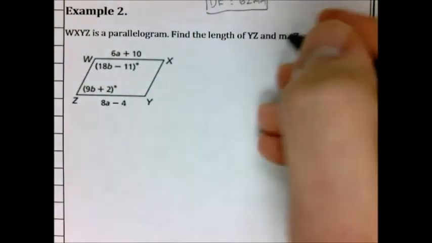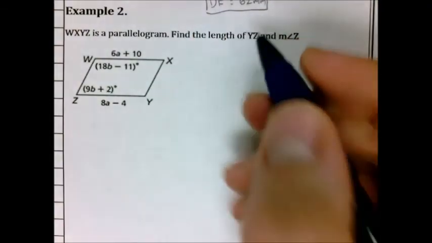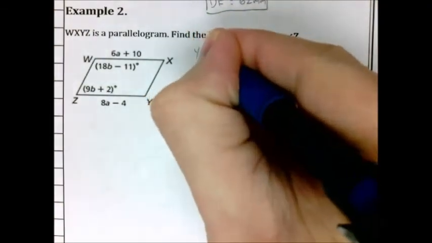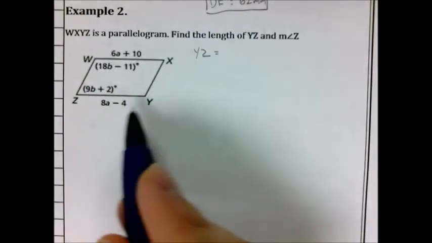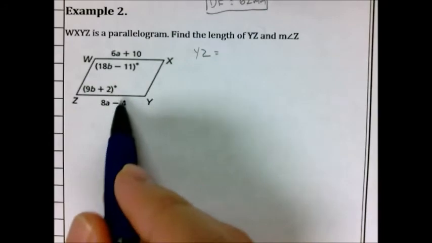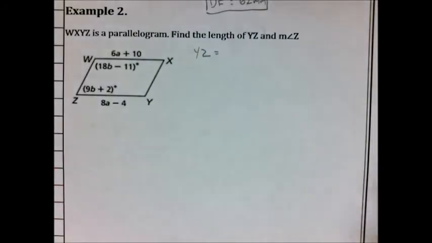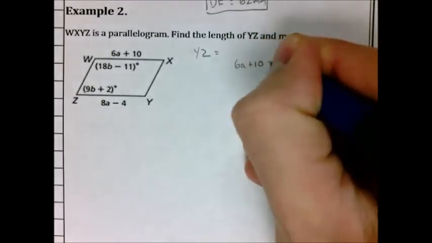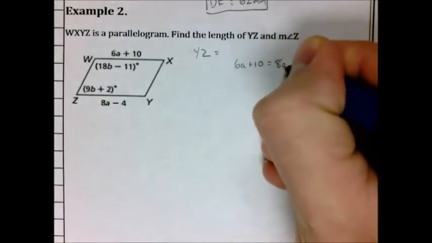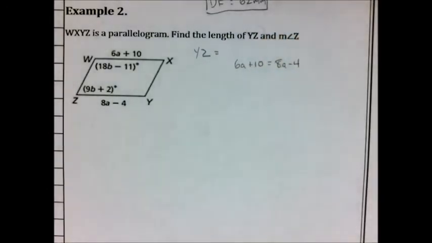Okay, so all we have to do in order to find the length of YZ, we know these two are equal to each other, so we can set these two equal to each other and then solve, right? So we've got 6A plus 10 is equal to 8A minus 4. And now we just have algebra. Now we just have to solve for our A.